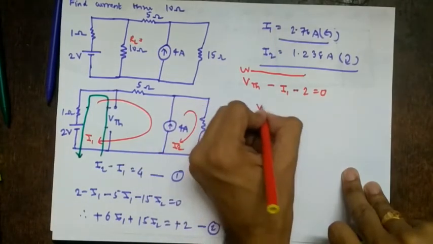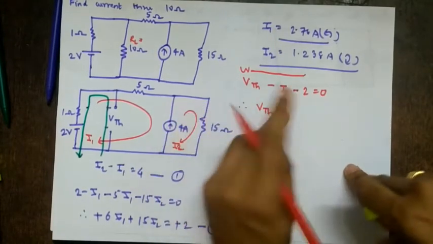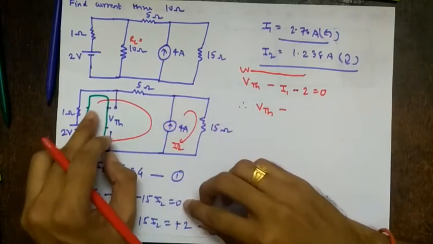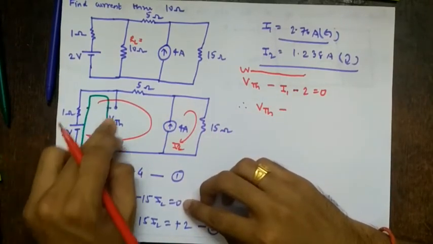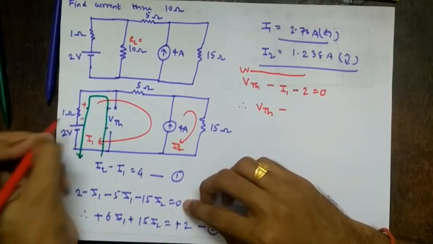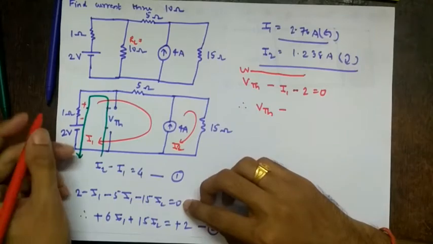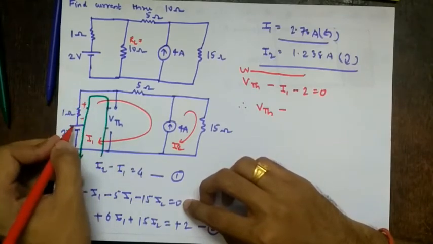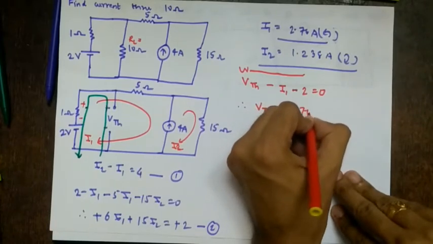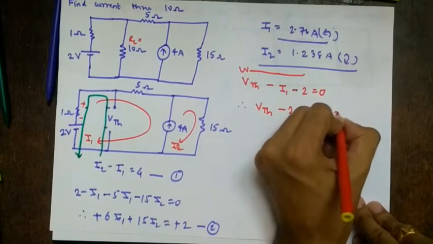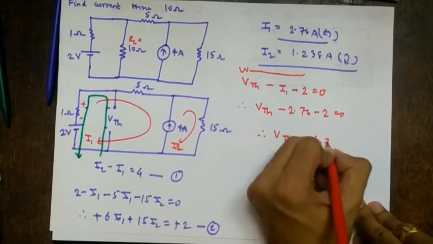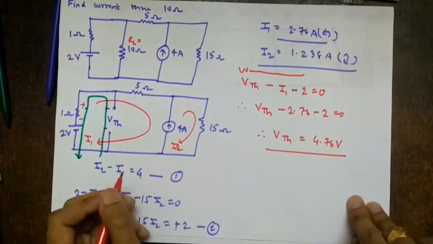Therefore VTH minus, now the question is whether we have to take a positive sign or negative sign. Which direction have we assumed? We are going like this, we have taken plus to minus. The current is already flowing anti-clockwise, so for anti-clockwise it is positive. So 2.76 minus 2 equals 0. Therefore VTH equals 4.76 volts.